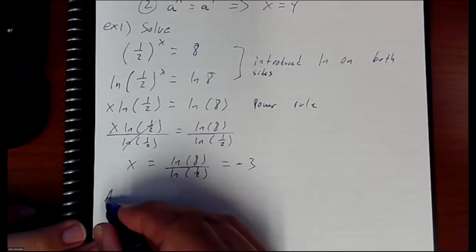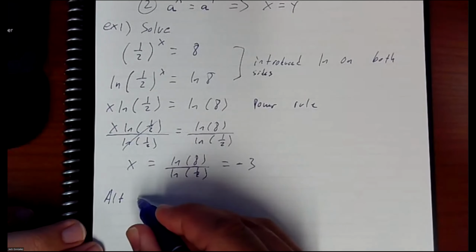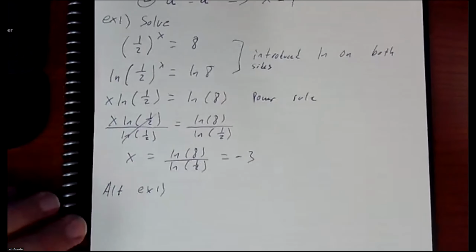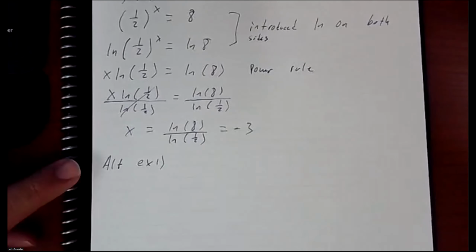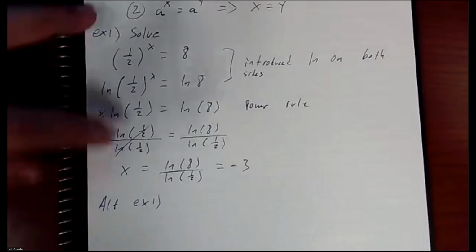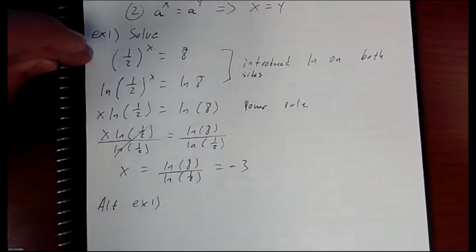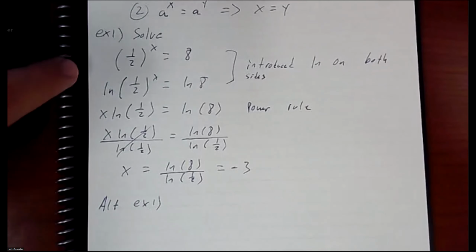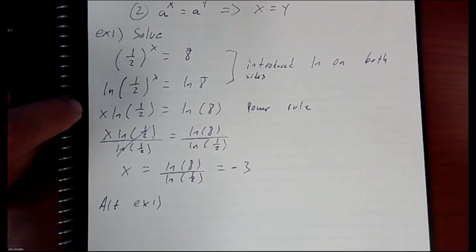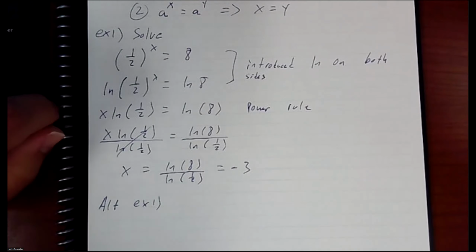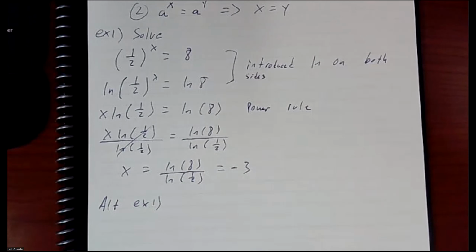So here's an alternate method. This is the way they wanted us to do it. But any questions on what we just did? Do you see how we took advantage of the log properties? Is it okay? Yes, yeah.